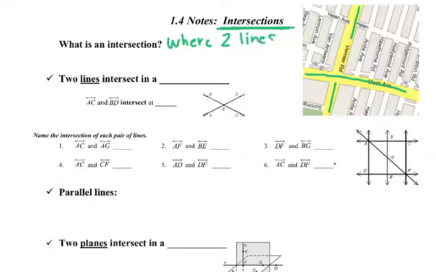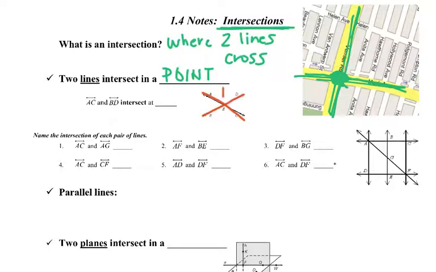It's really where anything crosses, but we're going to do lines and planes. I'll just use the word lines. So when you have two lines and they cross, what's the shape that they cross in? You're right, two lines cross in a point. So for example, here we have line AC and line BD. And where do those two lines cross? You're right, they cross at point E.